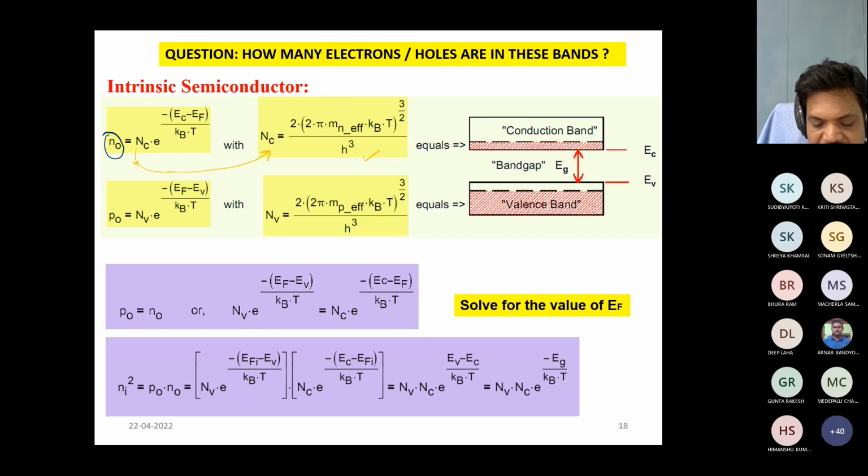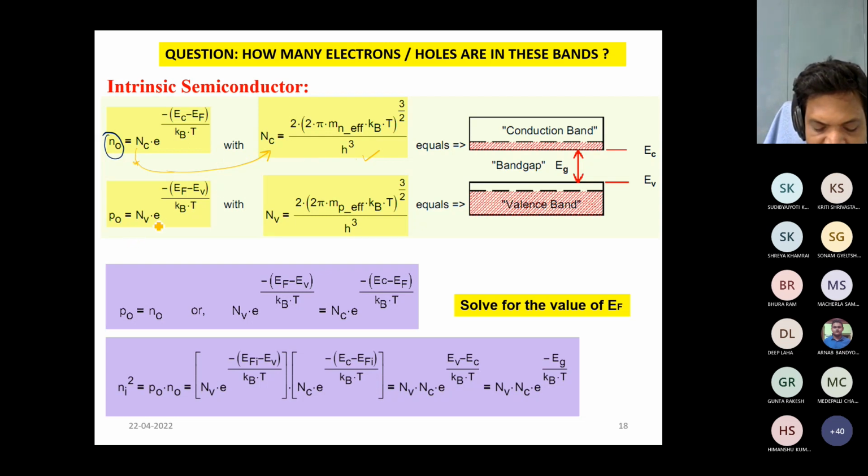Just remember that this is how we can calculate the number of electrons in a particular energy band. Here Ec is used, but if we consider any other allowable energy state, we can also calculate the number of electrons per unit volume at that energy level in a similar way.